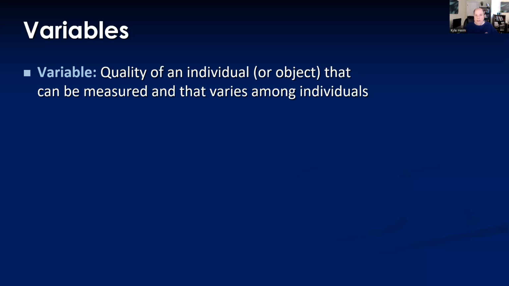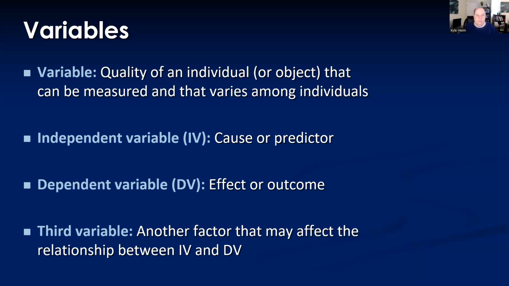So a variable is that quality of an individual or an object that can be measured and that varies among individuals or among objects. The two main types of variables are independent and dependent variables. So usually when we work with variables, we are thinking in terms of cause and effect relationships. Something causes something else, or something influences something else. So the variable that we believe to be the cause or the predictor is our independent variable, or IV. And the variable we believe to be the effect or the outcome is our dependent variable, or DV.